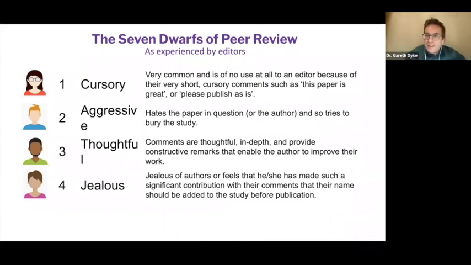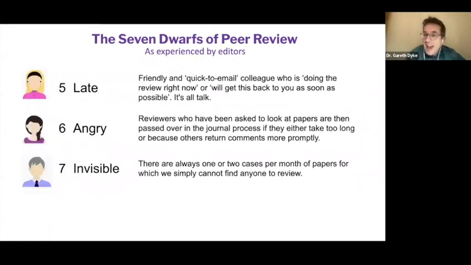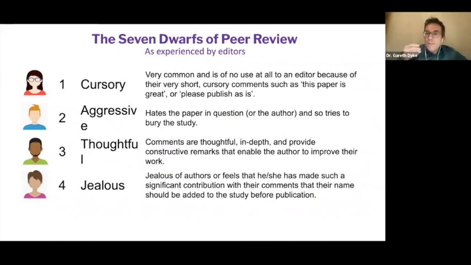I put together a little list of different kinds of peer reviewers that we won't go through in detail now, but there really are 7 different kinds of individuals who write reviews: cursory, aggressive, thoughtful, jealous, late, angry, and invisible. I call them the 7 dwarfs of peer review. If you are asked by a journal to provide a peer review for them, please be thoughtful. Please provide thoughtful comments, in-depth comments, and constructive remarks that enable an author to improve their work.